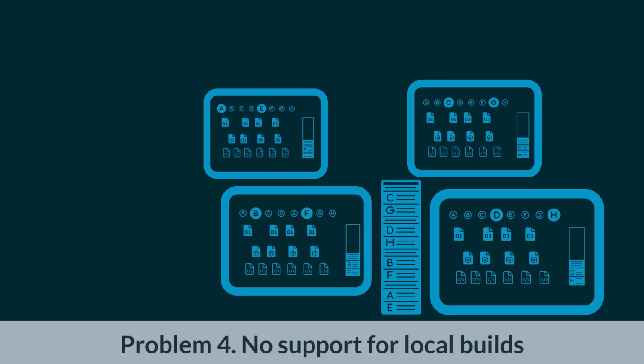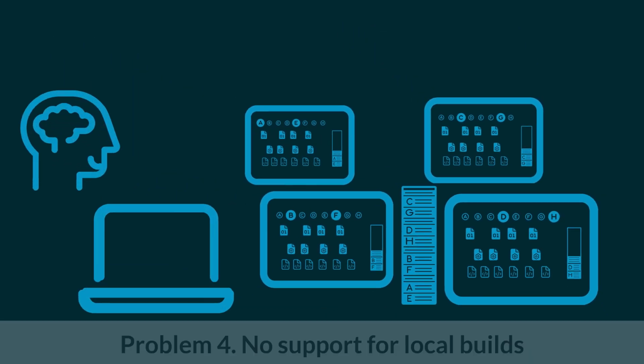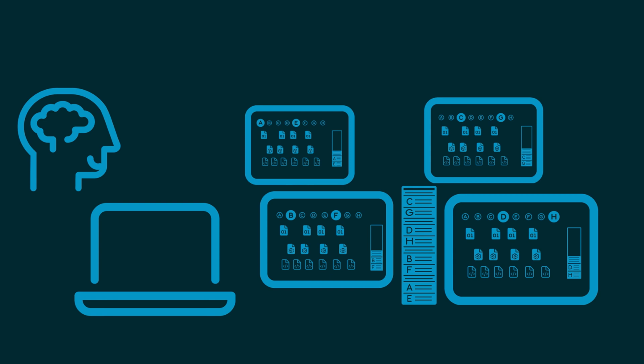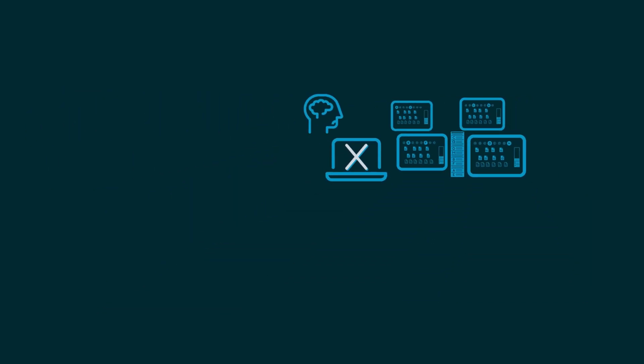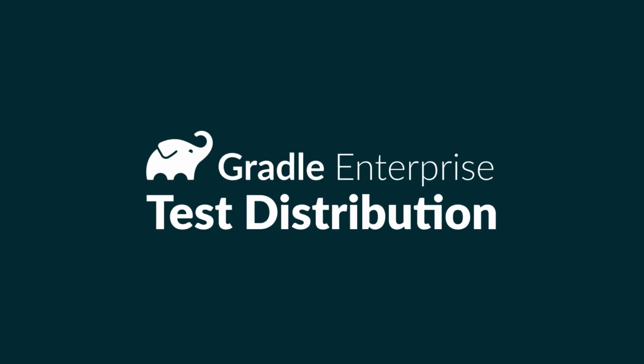Finally, CI fanout only works for CI builds. If you're doing a local build, you're out of luck. And because submitting changes to do a CI build has much more overhead than running a local build, you'll get feedback far less often. There's a way around all of these problems, and of course, that way is Gradle Enterprise Test Distribution.